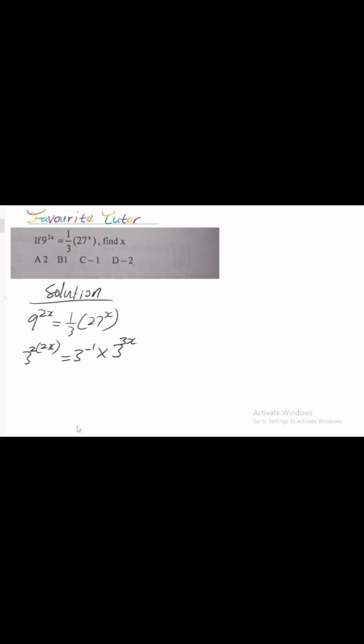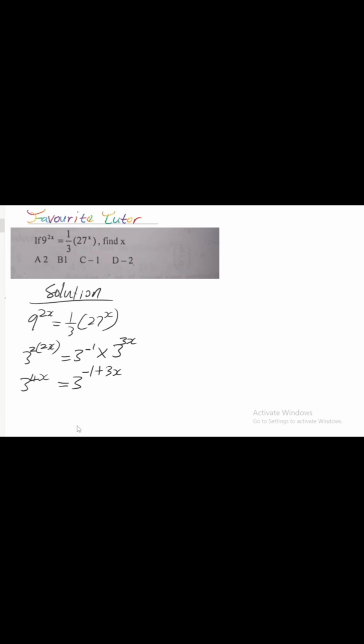Okay. So if we look at the right-hand side, we can easily simplify it. The left-hand side is going to give us 3 raised to the power of 4x. That is equal to, using the law of indices for the right-hand side, the two bases are the same. So therefore, we pick 3. Then for multiplication, we add the powers. That is minus 1 plus 3x.